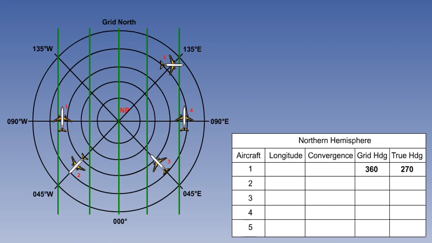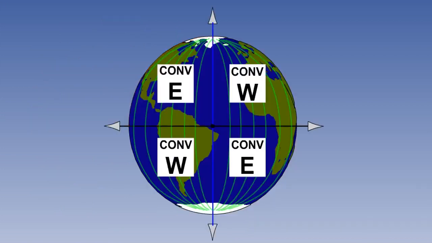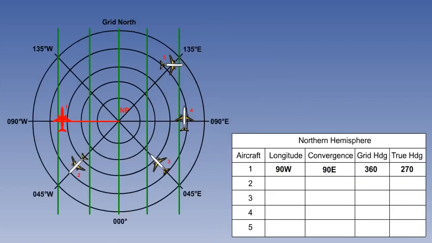Now work it out using convergence. If grid north is at the 12 o'clock position, then the datum meridian must be the Greenwich meridian. In other words, this is a standard grid. Aircraft 1 is at longitude 090 west, which means that the aircraft is west of the datum. If we're west of the datum in the northern hemisphere, convergence is east. Convergence east, true least. Therefore, true heading should be 90 degrees less than the grid, which it is. Both the convergence formula and the diagram give the same answer.